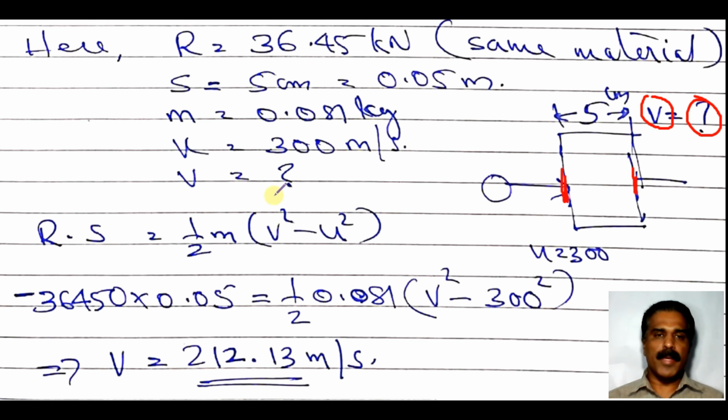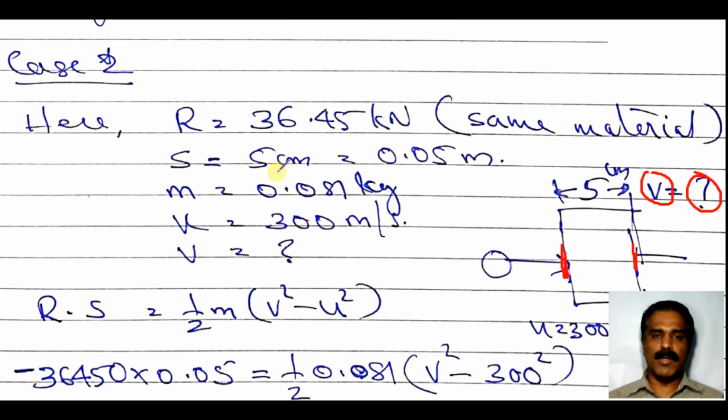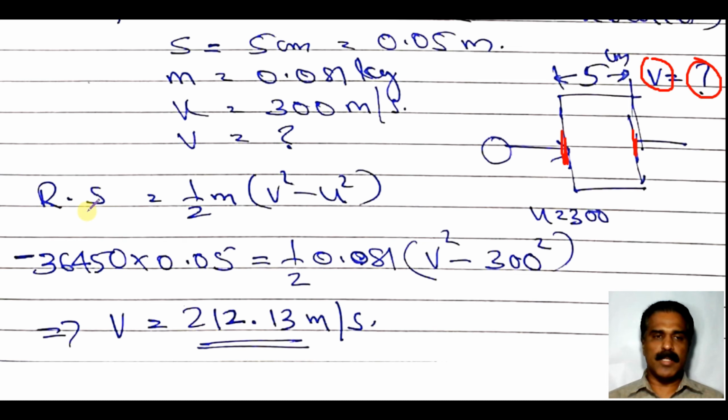So the data given are s equal to 5 centimeters, that is 0.05 meters. Mass m is equal to 0.081 kilogram because it is the same kind of bullet. And u is equal to 300 meter per second, the initial velocity with which it is hitting the block, and we need to find v. So R s, that is force into displacement, is the work done. Work done is equal to half into m into v square minus u square. That is, work done is equal to change in kinetic energy.